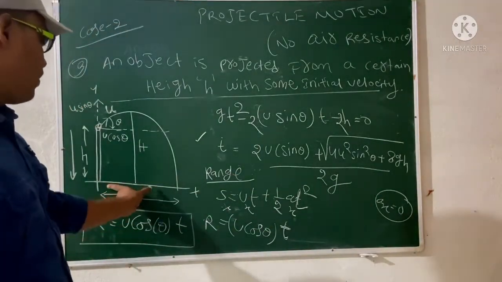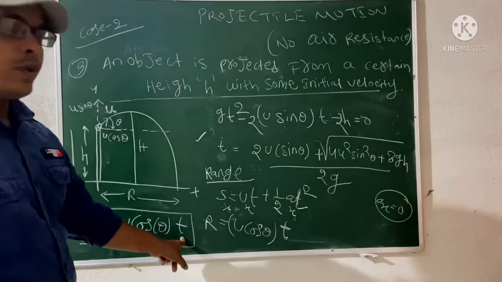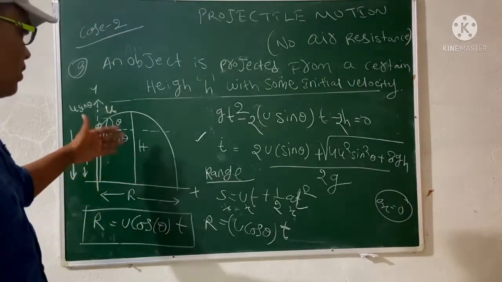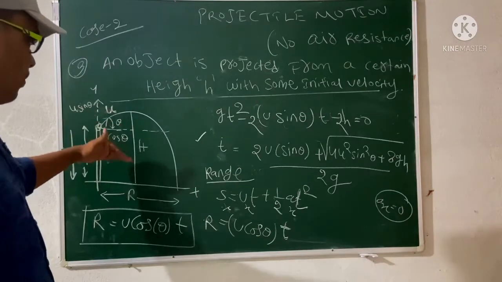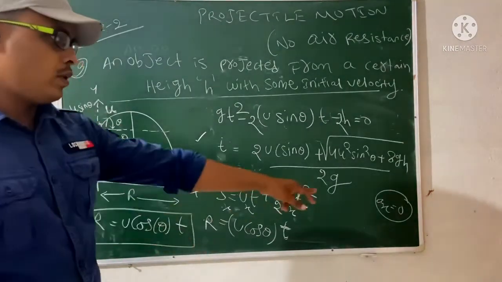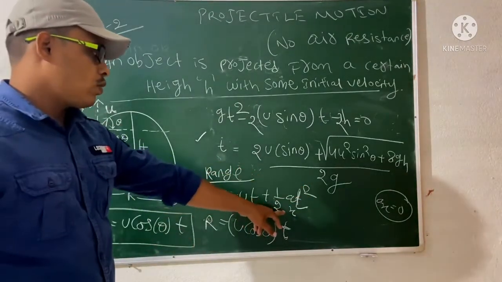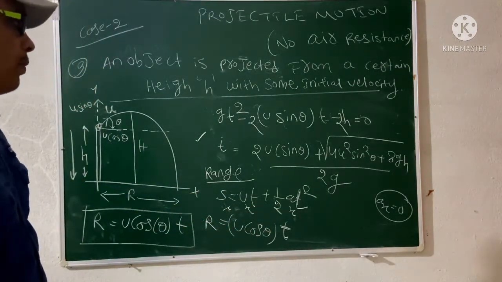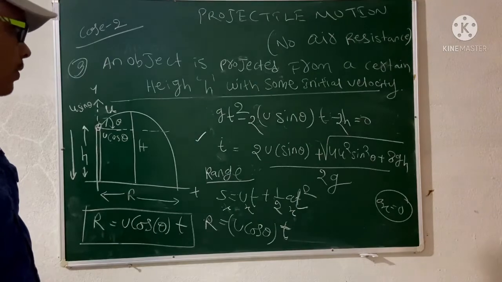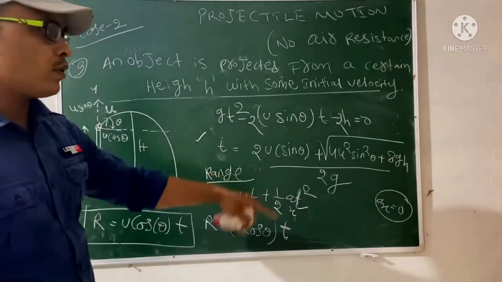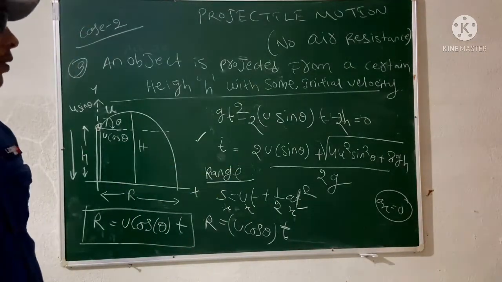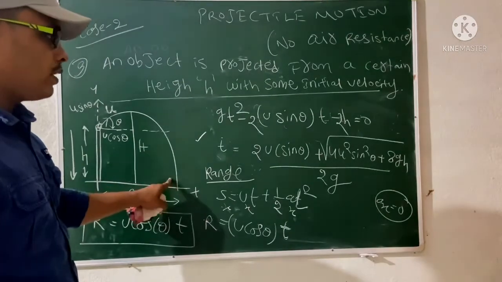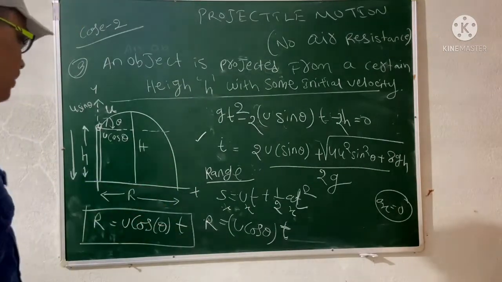So what is the maximum range? U cos theta into t, because we are considering the horizontal case, that will be u cos theta into t, because your ax is 0. So substitute here, you will get the maximum range. So this is the maximum range, and how much time it will take to reach the ground. That means how much time it will take to reach here. So these are all the cases.